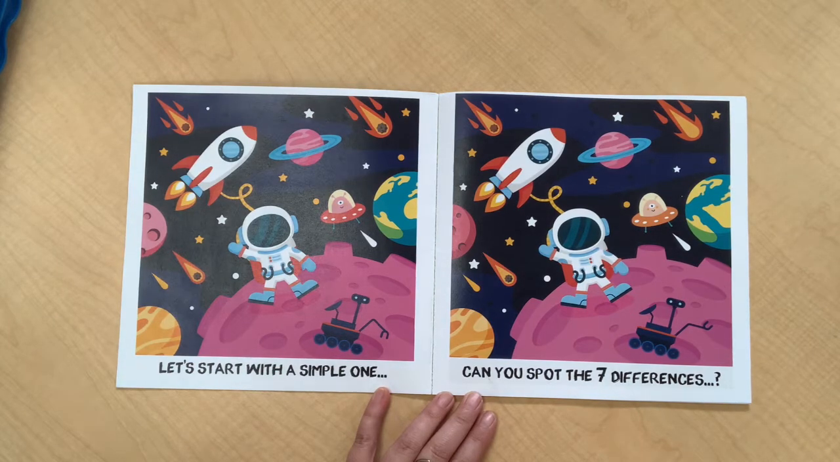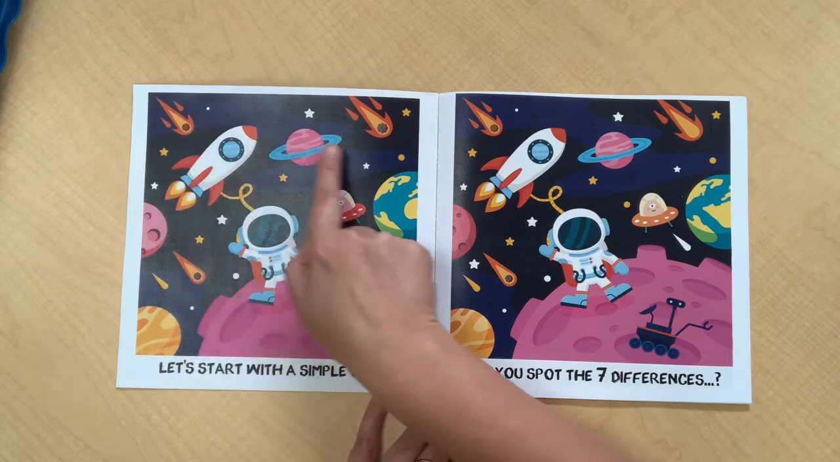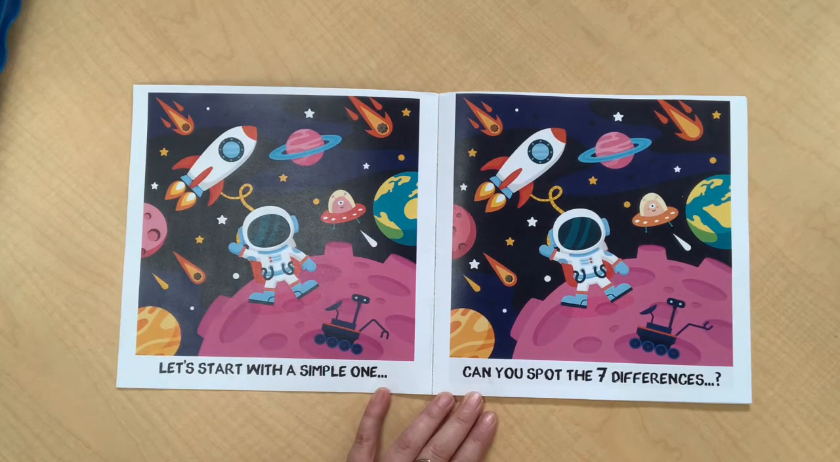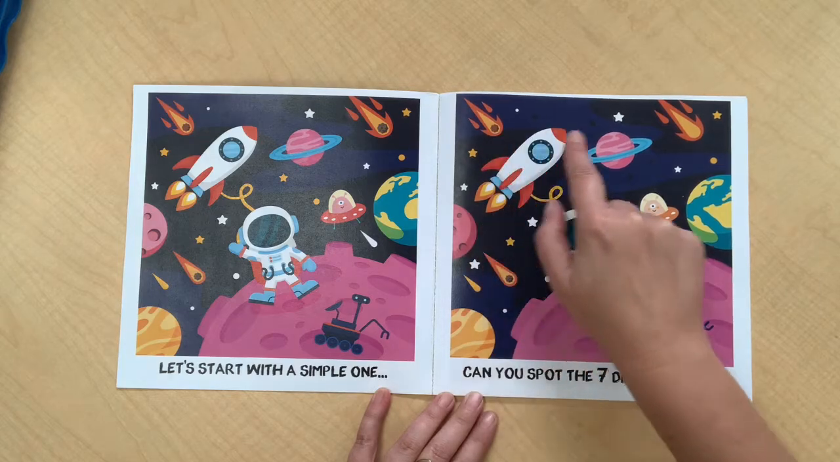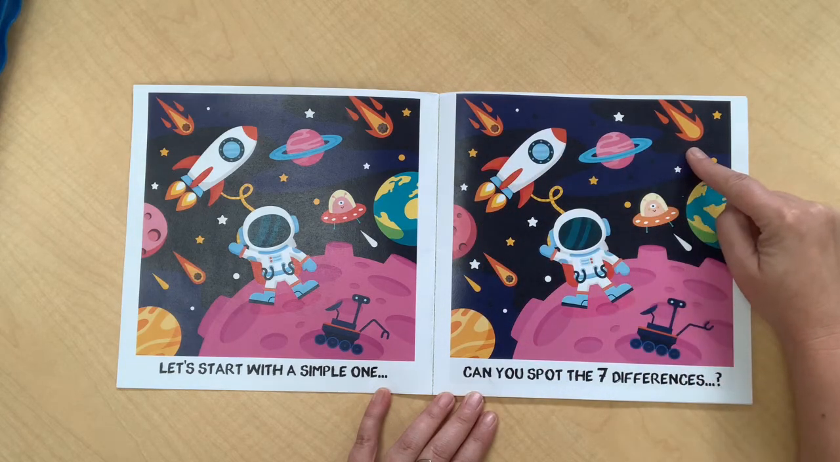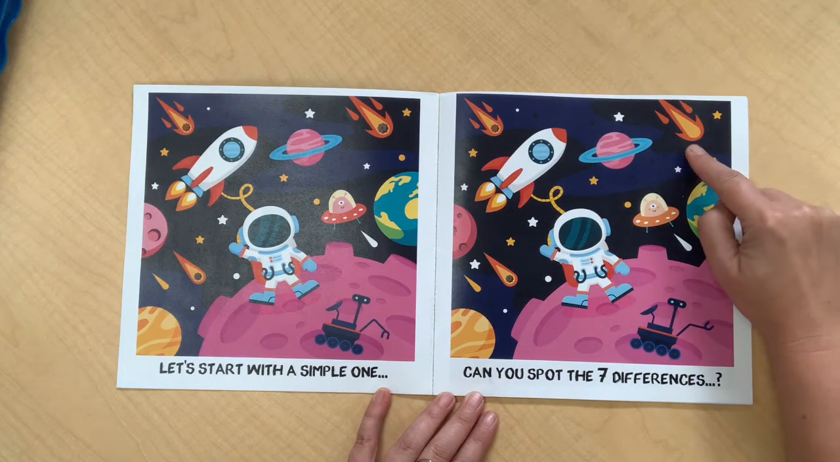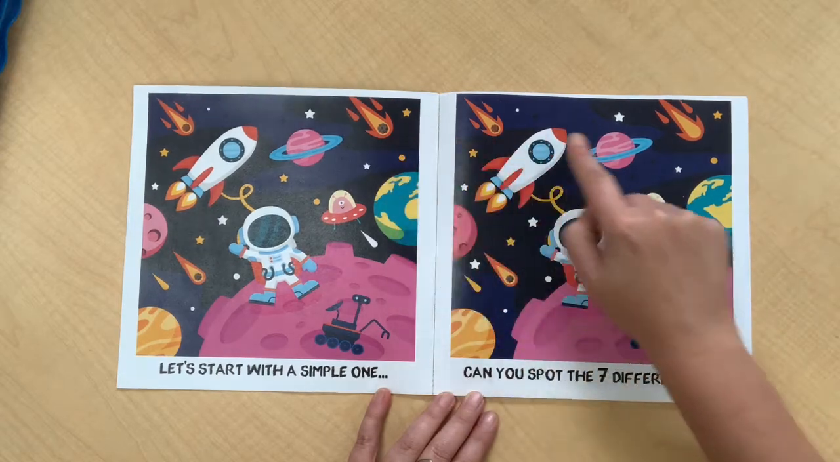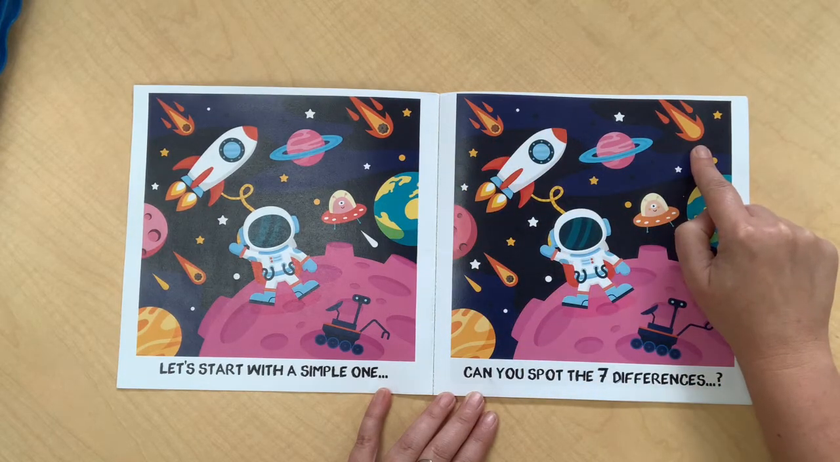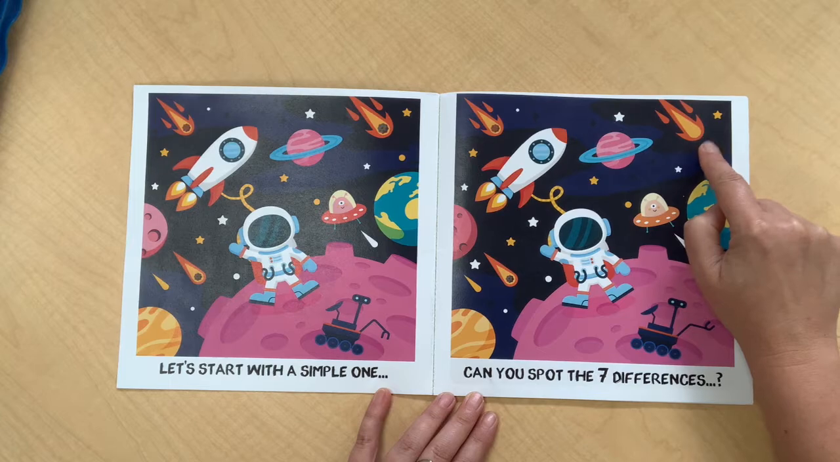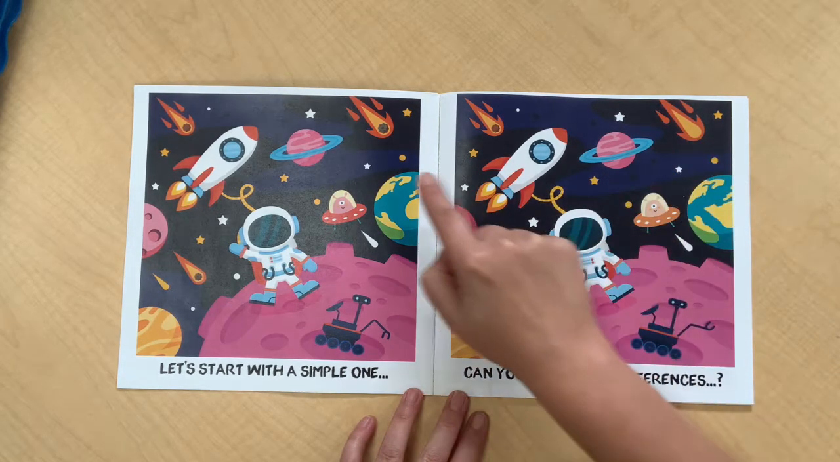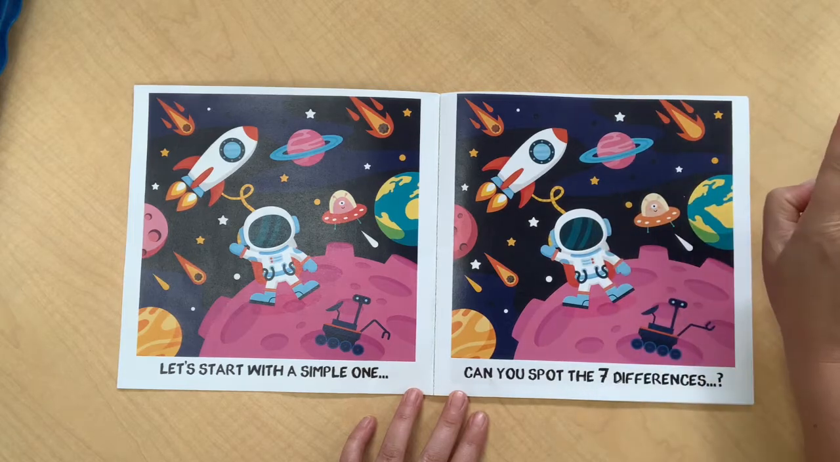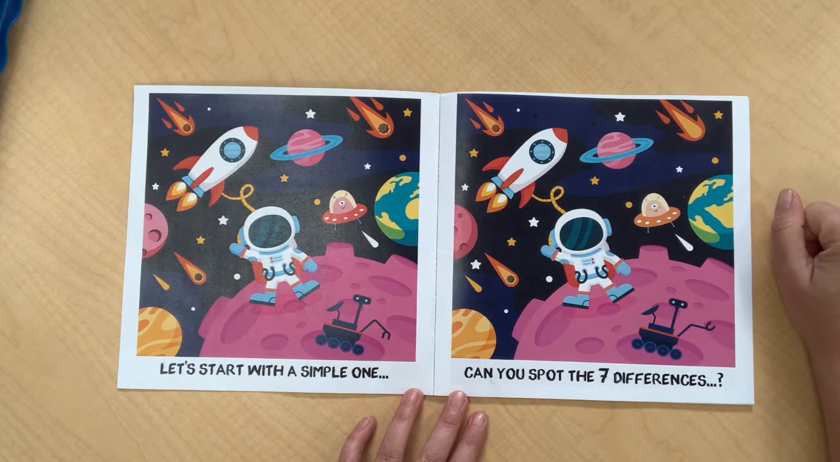So I'm noticing that there are 1, 2, 3 fiery comets. Here there are 1, 2, 3 fiery comets, but wait a second, this one looks different than here. Do you see how they're different? This one over here doesn't have the rock inside the fire like this one does, so that's 1 difference. We found one. All right, let's keep looking.